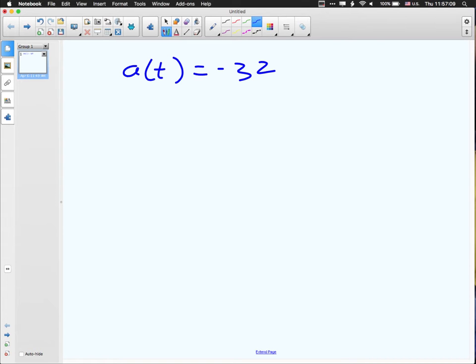So, a ball was thrown vertically upward from the ground with an initial velocity of 60 feet per second. How high will it go? Yeah, I think that one has 30 feet per second.